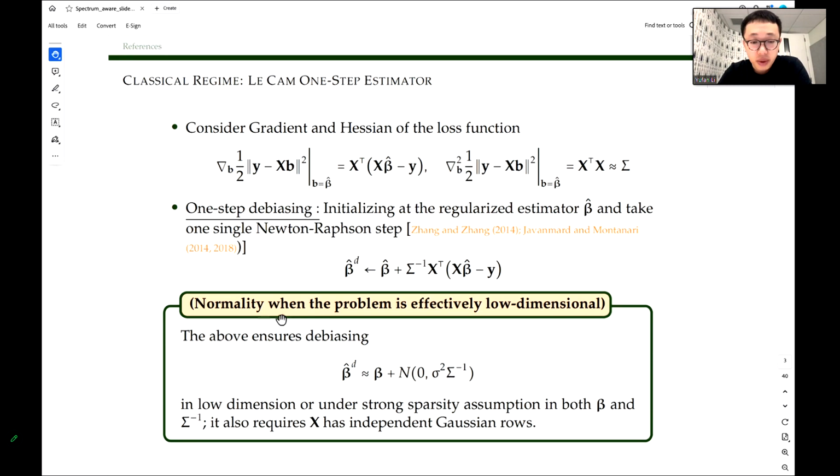Then it can be shown that this debiased estimator is centered at the signal plus Gaussian noise if you are in an effectively low dimensional setting where, for example, you have strong sparsity assumptions on the signal or the precision matrix.